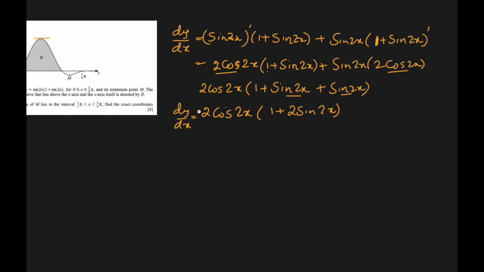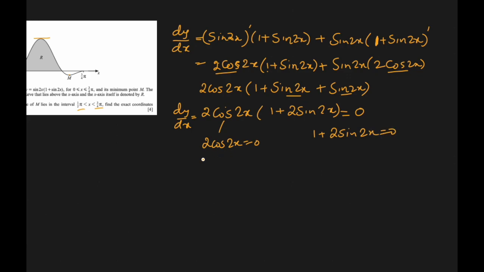Now they asked us to find this stationary point M. Obviously we'll get two answers from this, but we will select the one which belongs between half pi and 3/4 of pi. So this has to be equal to 0. At a stationary point the gradient is 0, so I make it equal to 0. That means either 2 cos 2x is equal to 0 or 1 plus 2 sin 2x is equal to 0.